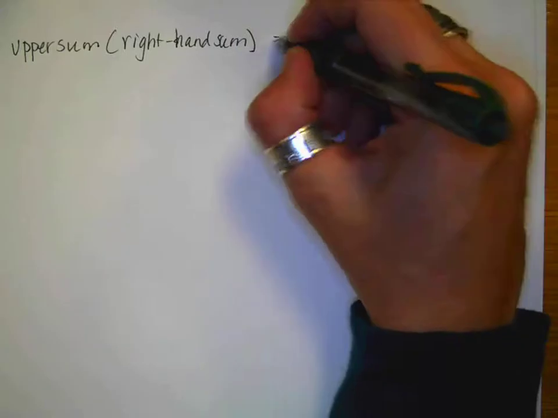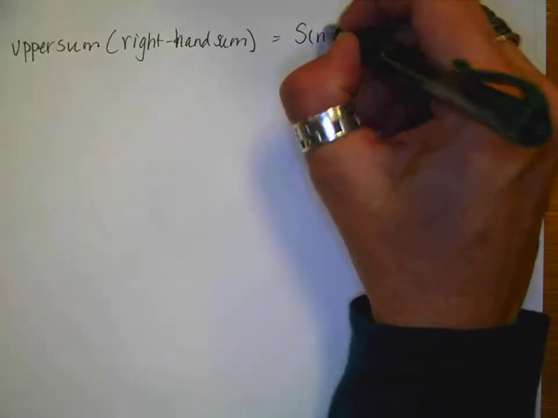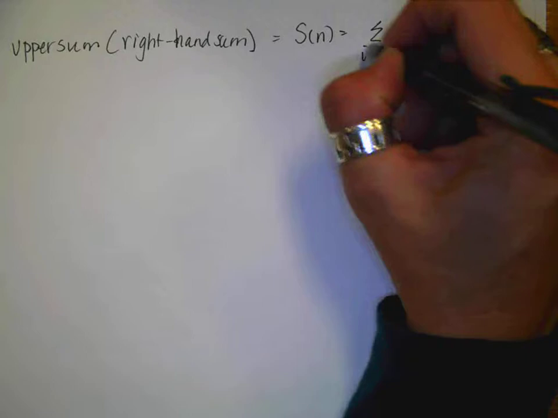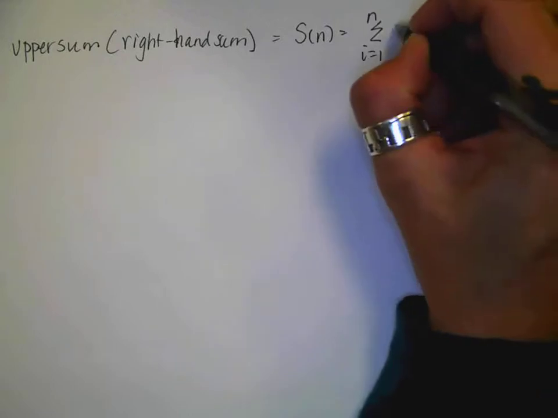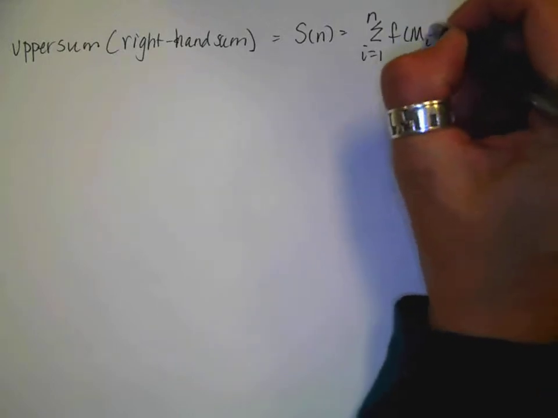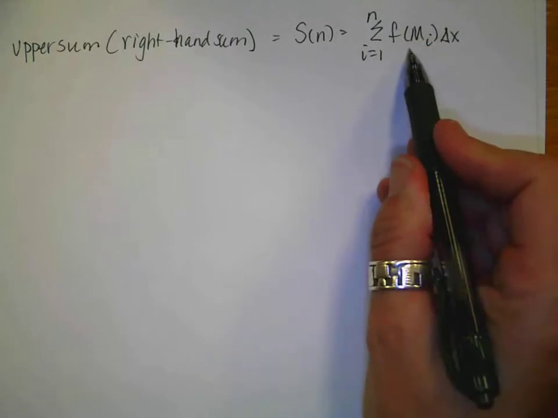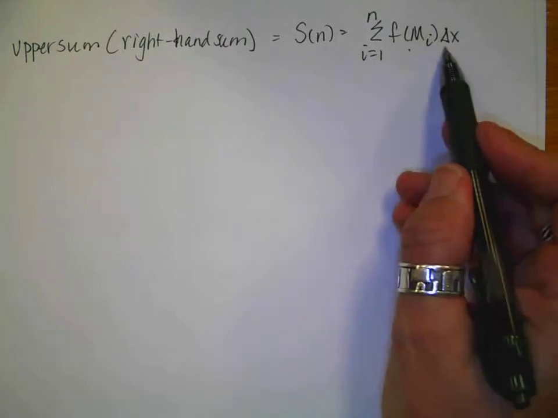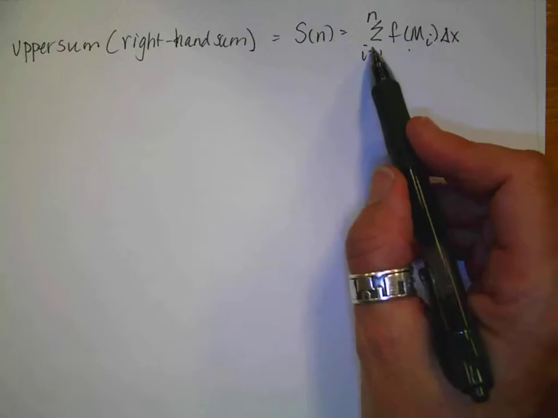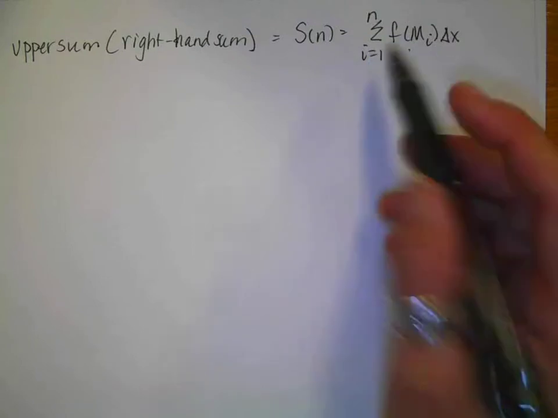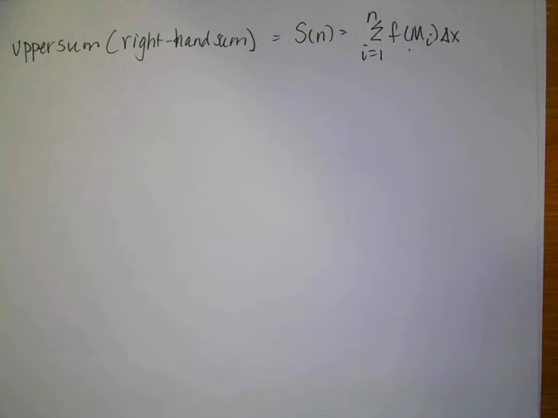Remember, once we start integrals, this all gets better. It's going to be capital S of n, and it's going to be the sum from i equals 1 to n of f of m_i times delta x. And again, this is the height of the rectangle, this is the width of the rectangle, and I'm summing all of the individual rectangles. Okay?